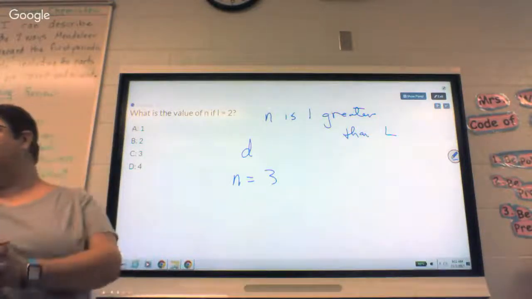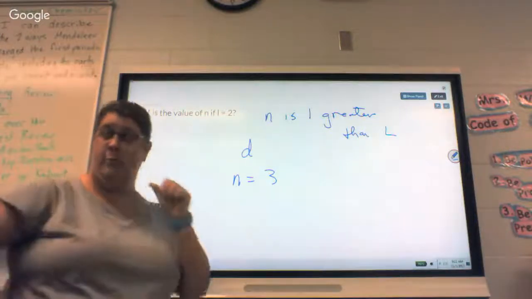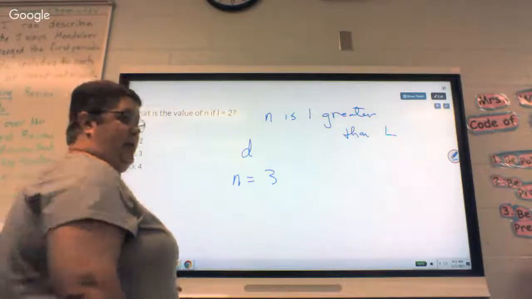Okay. So l was orientation, number of orbitals, number of electrons. Everybody got it? So I can erase?